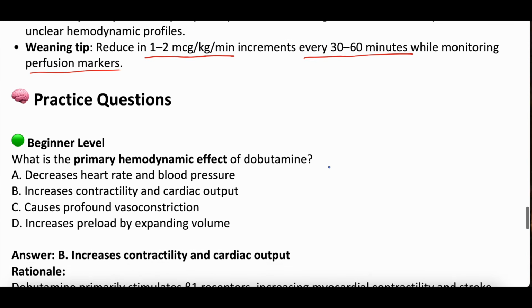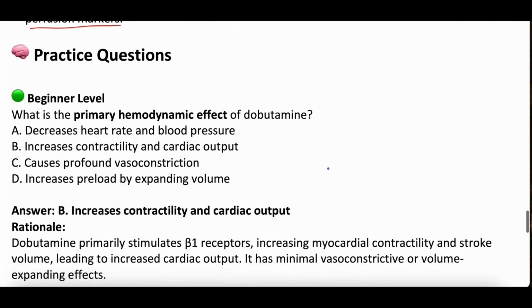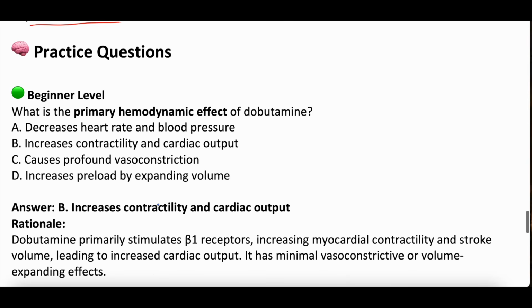So the answer is B, increases contractility and cardiac output. All right, so dobutamine primarily stimulates beta-1 receptors, and beta-1 receptors work in the heart by increasing myocardial contractility, which increases the stroke volume and leads to an increase in cardiac output. It does not cause vasoconstriction. It does not volume expand. It actually causes vasodilation. So B is the correct answer, by increasing contractility and cardiac output.